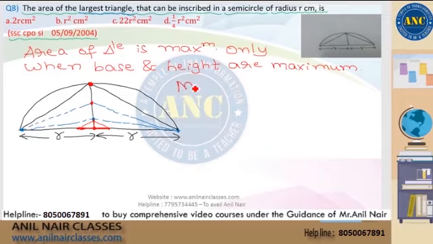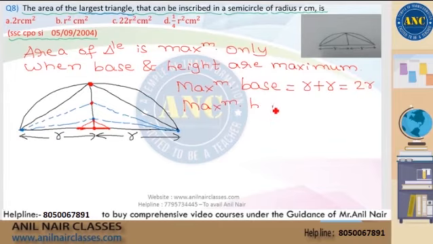That means maximum base is nothing but the diameter of the semicircle, which is r plus r, which is 2r. Similarly, when will it become the maximum height? Can I say that from this point, let me use a different color, green color for example, from this point till this point, this also is the radius of the semicircle, right? That also is the radius.